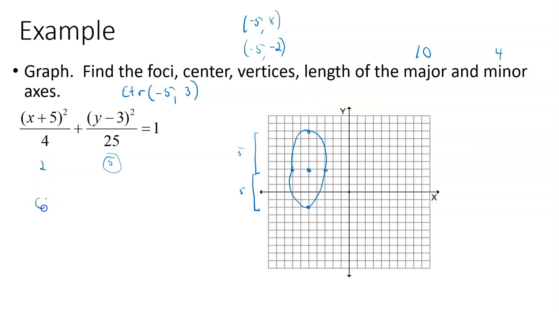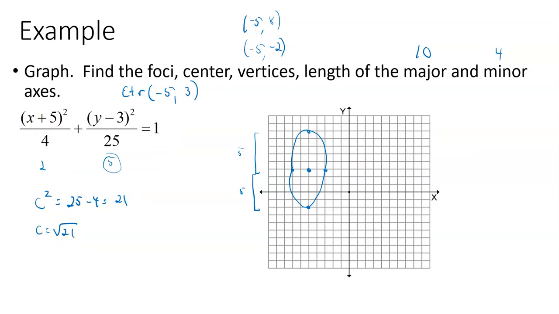All right, the last thing we have to do on this is to come up with the foci. So here we go. C squared equals 25 minus 4, which is 21. So C is the square root of 21. All right, what's the square root of 21? It's more than 4 and less than 5. Not a rational number.